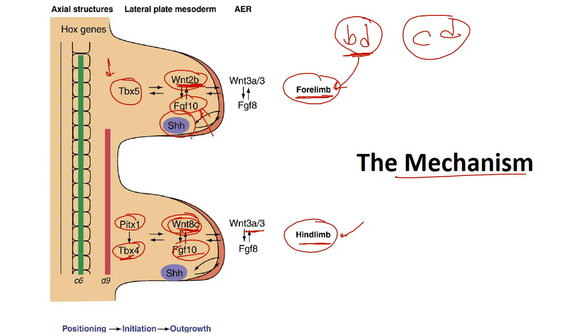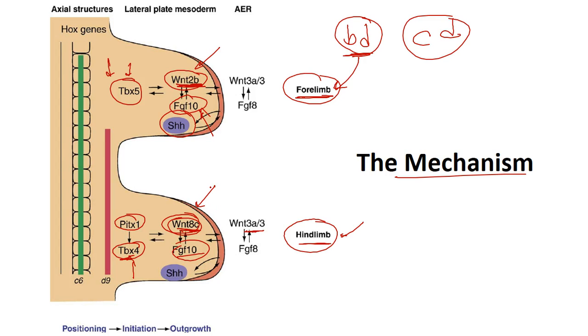So if you look at the difference between these two, development of forelimb and hindlimb, there isn't much difference. The only difference is the start signaling molecule, that is, in case of forelimb it is TBX5, in case of hindlimb it is TBX4. Apart from that, there is only one difference, that is WNT2B is present in case of forelimb, WNT8C is present in case of hindlimb. But the actual signaling molecule is always the same, that is FGF10 and FGF8.